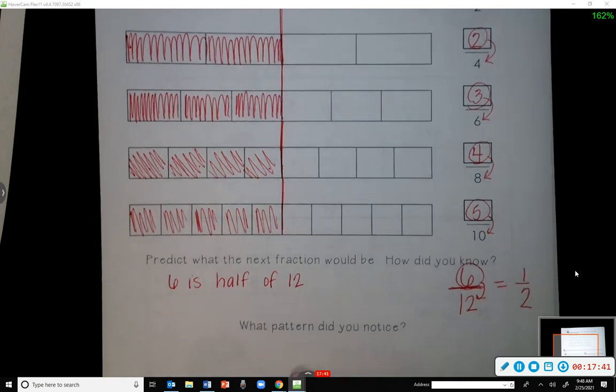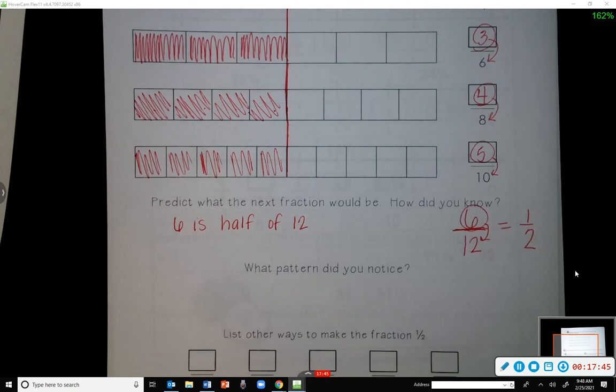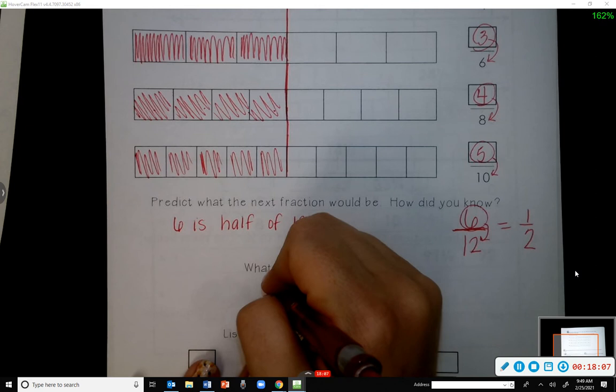Okay, so what pattern did you notice? Kelsey? That they went by 1, 2, 3, 4, 5, 6. Okay. The numerators went in order. Good. 1, 2, 3, 4, 5. Javea? And the denominator counted by 2. So the numerator counted by 1s.